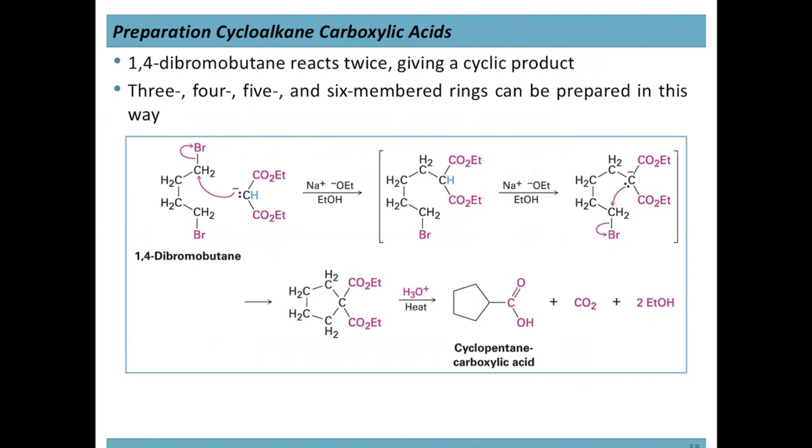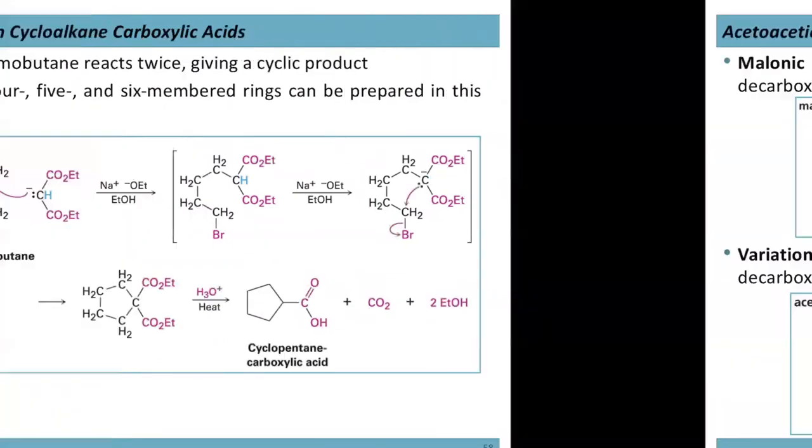And then what's going to happen with this H3O plus in heat, again, we're going to hydrolyze those esters, and then we're going to lose one of those carboxylic acids as CO2. So kind of interesting way to make cyclopentane carboxylic acid through the malonic ester synthesis.